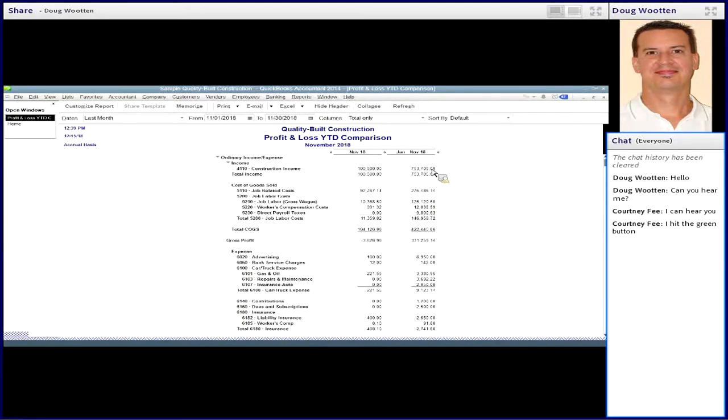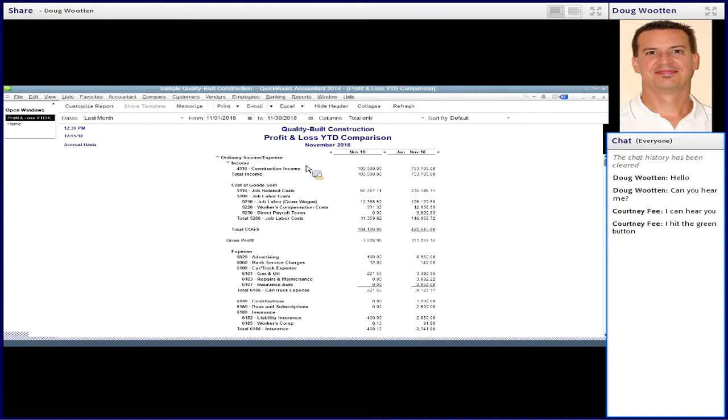You will pick a date range. This profit and loss shows you the revenues and the expenses over a certain period of time. So that can be a month, it can be a year, it can be whatever time period you choose. It's going to show you the activity during that time period.